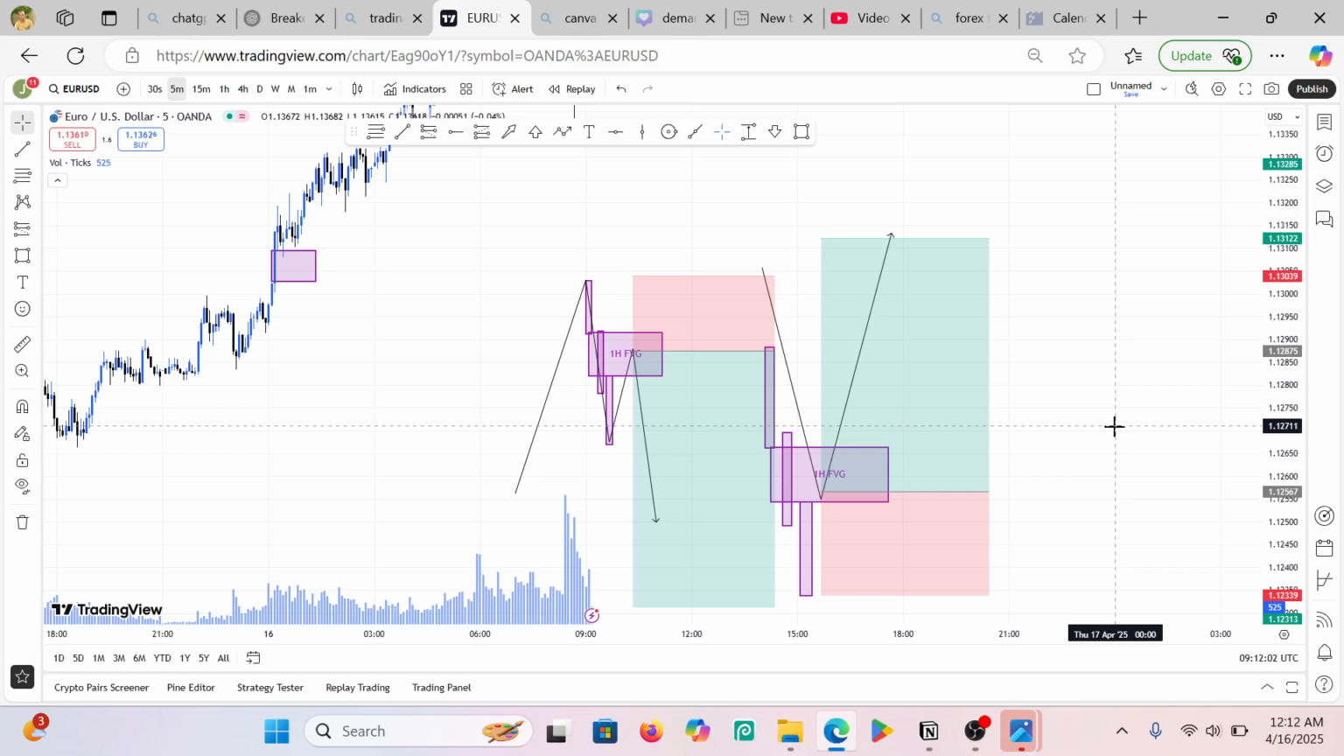I'm going to make more videos about fair value gaps. On my next video, I'm going to show you how to identify what's called a breakaway fair value gap. Breakaway fair value gaps.